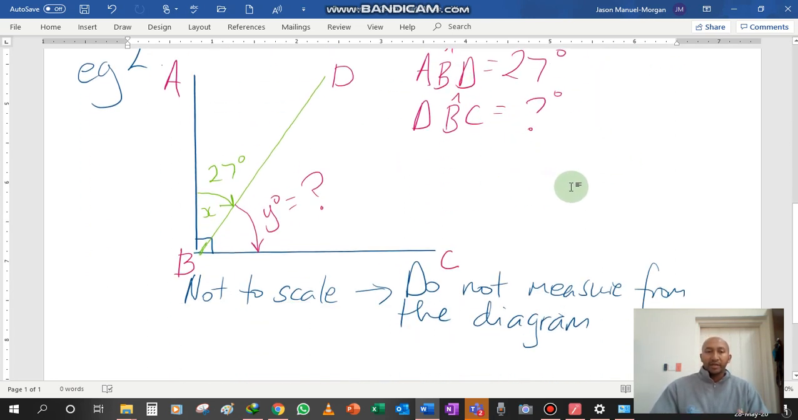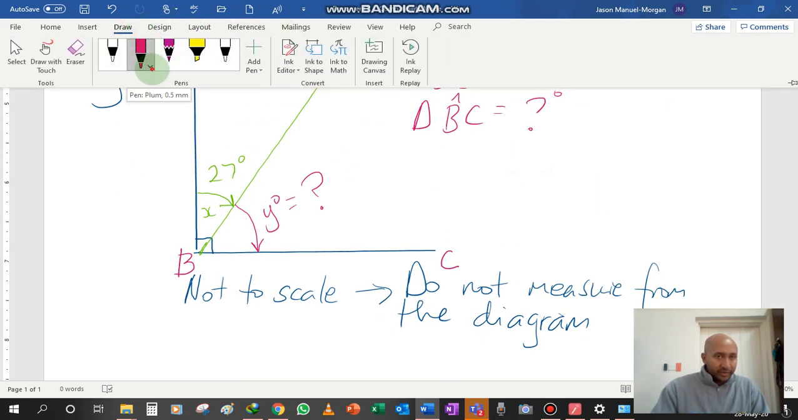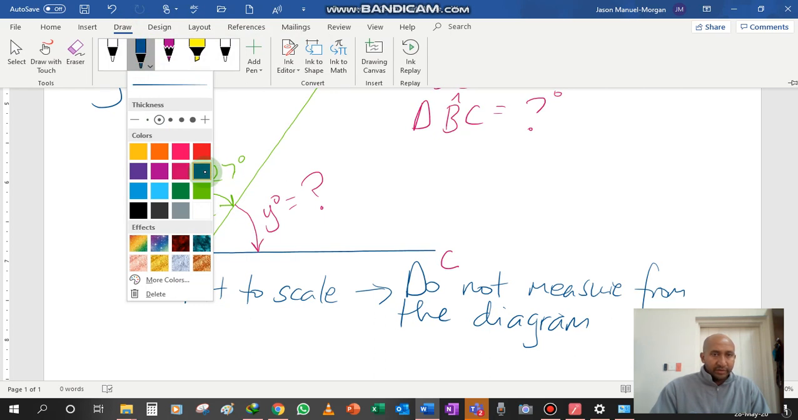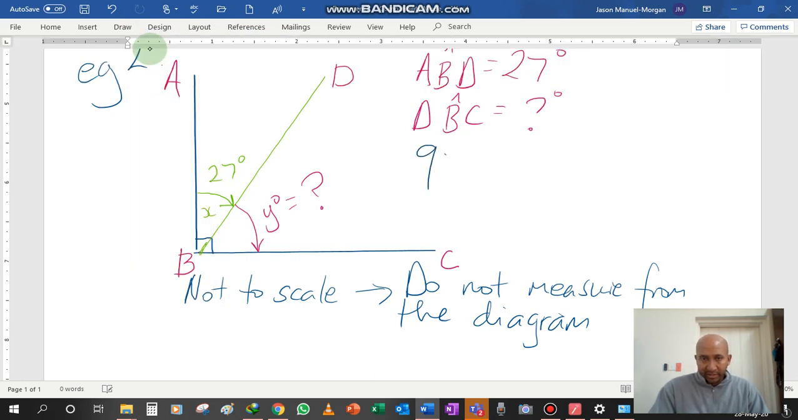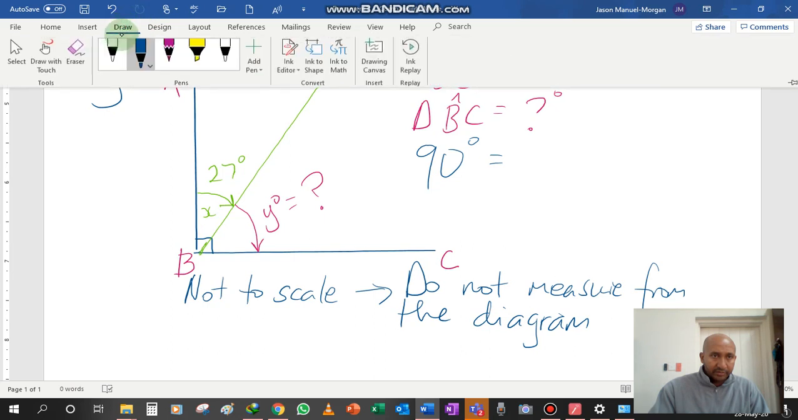It's this simple. In this sum over here, all you would need to do, knowing that our complementary angle adds up to 90 degrees, that's going to be 90 degrees. It's equal to, sorry, no, my mistake.